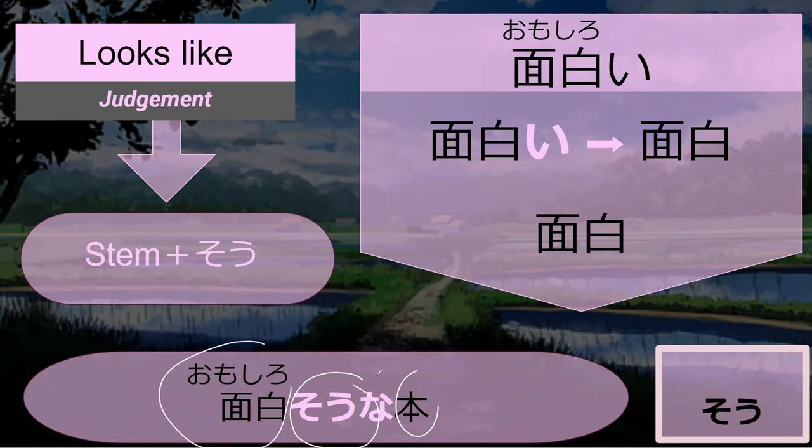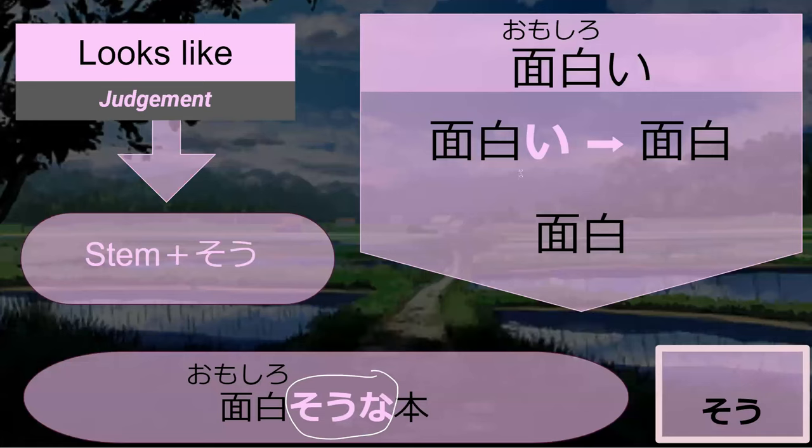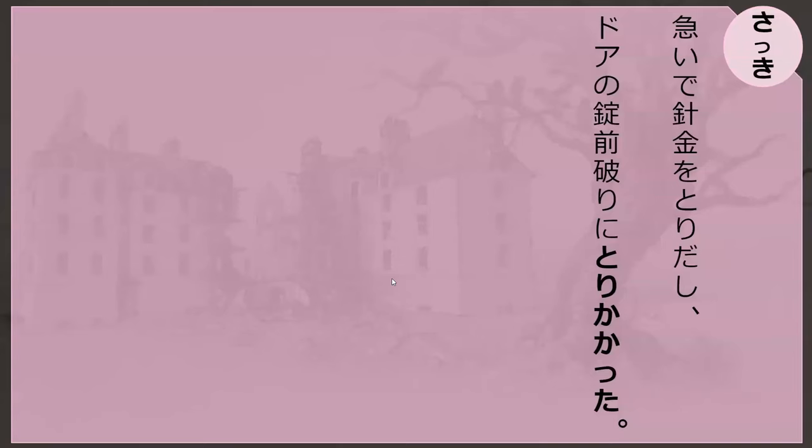So the sou na, we talked about it before, is similar to mitai ni and yoni, but it's actually literal. It's not looks like, this book looks like a pig or something. I don't know how to do a simile with the word book. It is literal. The book looks interesting. You're not making a simile. You're just making a hypothesis.